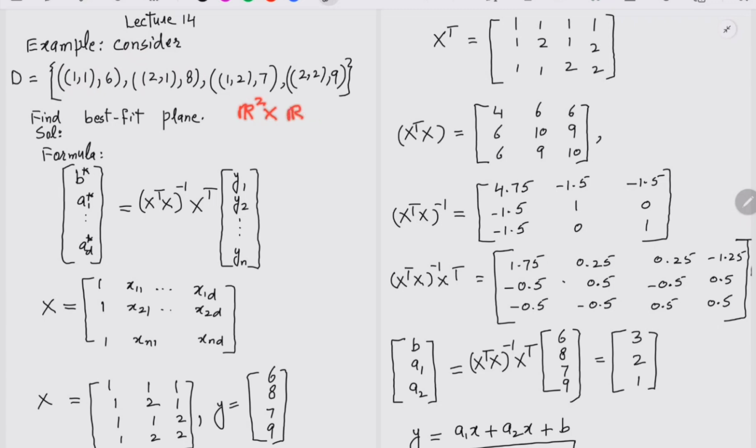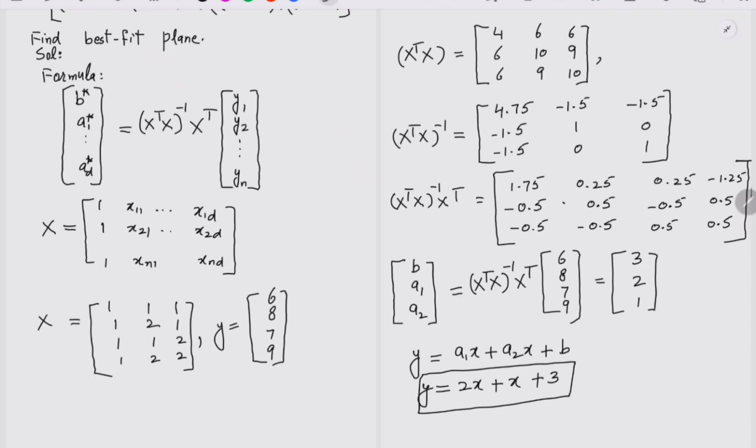And if you remember, and if you follow the previous video, then you know that we already discussed that the data should look like R^d cross R. R^d means these are all features, and this is the label value. So this is the data that we want to use to find the regression model, which in this case is a plane.